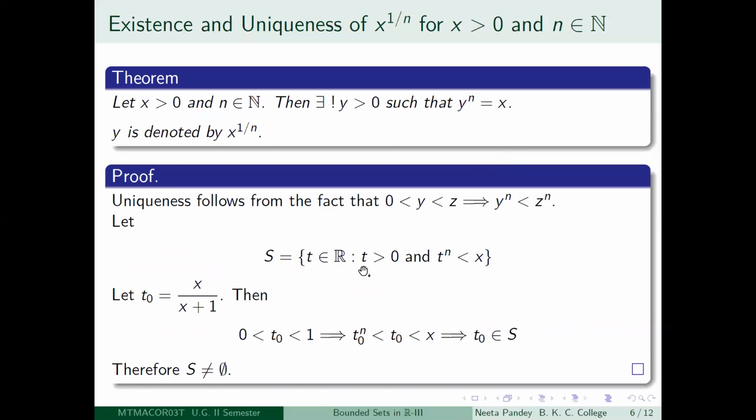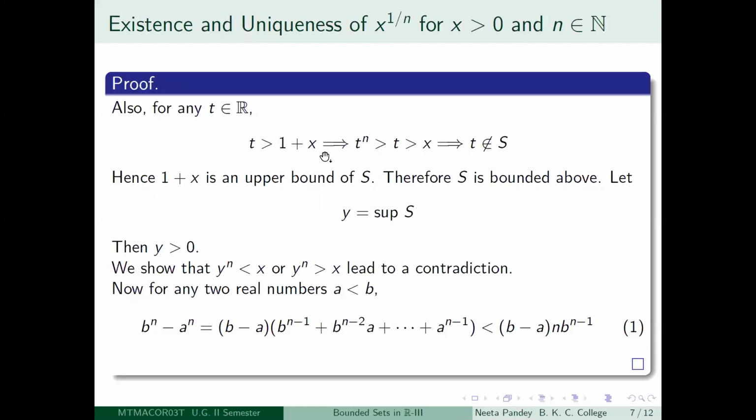Remember what was S? S was the collection of all positive real numbers t for which t to the power n is less than x. So if I take any t greater than 1 plus x, then t will not belong to S. Means what? That if t has to belong to S, then t has to be less than or equal to 1 plus x. Right? This is the contrapositive of this statement. Since t greater than 1 plus x implies t does not belong to S, if t belongs to S, then t has to be less than or equal to 1 plus x, which means that 1 plus x is an upper bound of S.